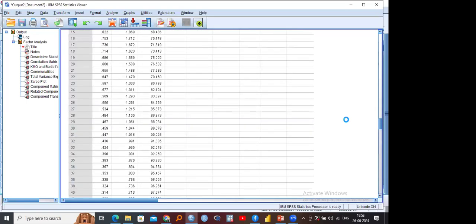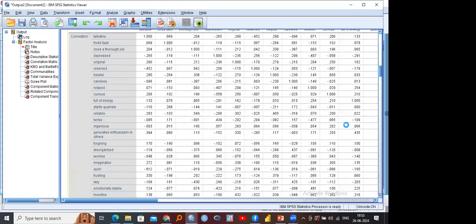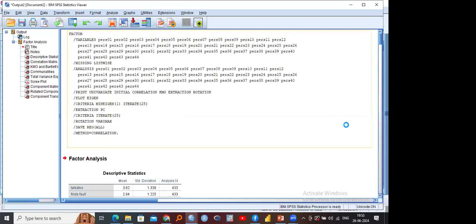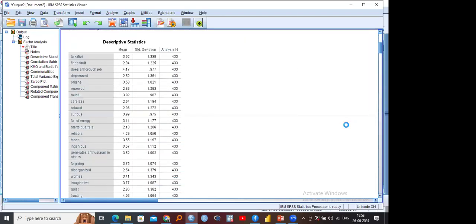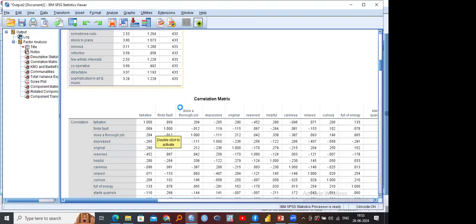So let us start interpretation now. And let us start with the first table. Now this is descriptive statistics, which shows you mean, standard deviation, and how many observations were used for the analysis. 433 observations were used for the analysis.